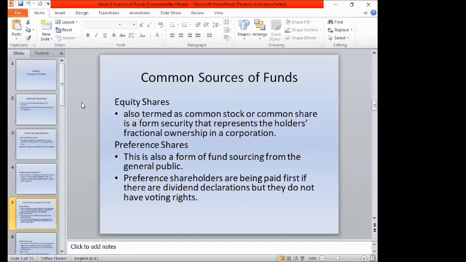While the preference share is also an equity share, a stock in the form of preferred stock, which is offered to the general public. But the preferred shareholders are paid first for the dividend declaration, especially in case of liquidation. But this kind of preference share has no voting rights to elect or appoint a chief executive officer or chief operating officer of the company. While the common stockholders are the ones who have voting rights.